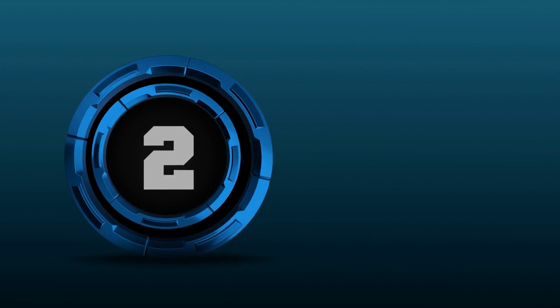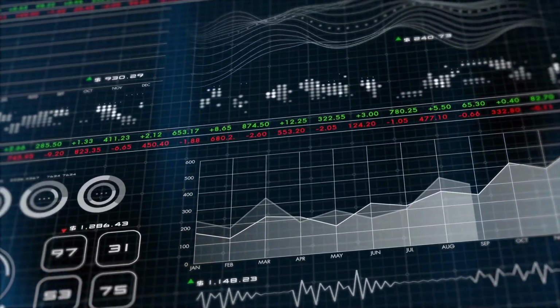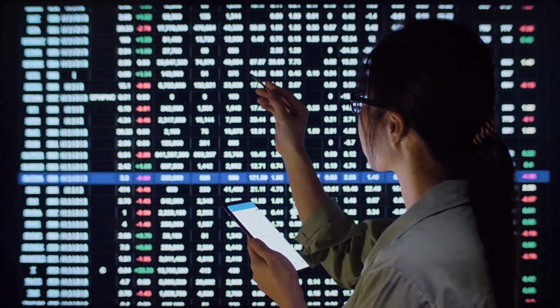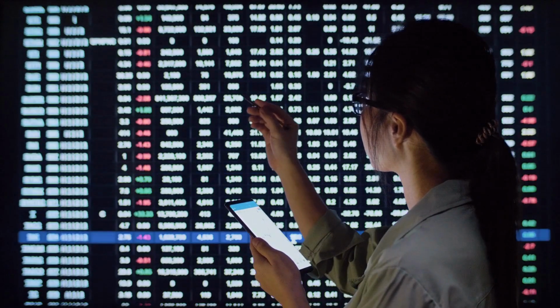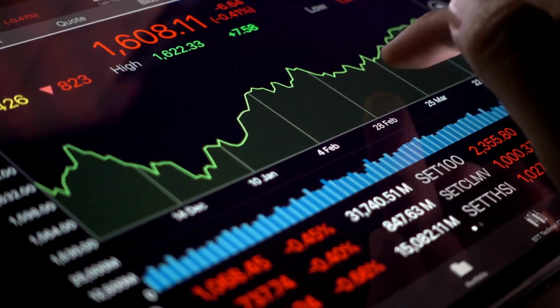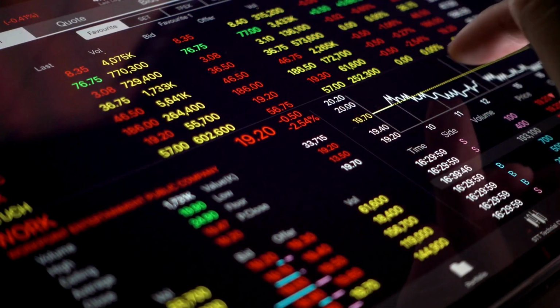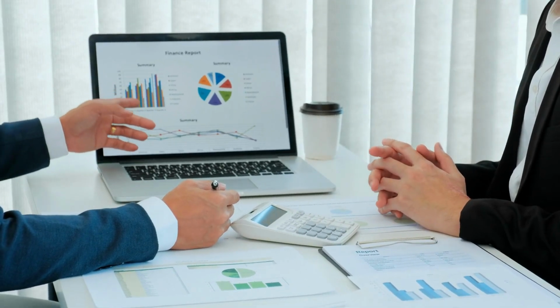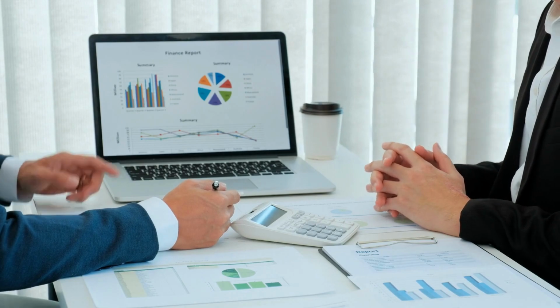Number 2, AI in finance. The finance industry has always been data-driven, and AI is the perfect fit to enhance decision-making processes. At number 2, we find an AI-powered trading system that analyzes market trends and utilizes predictive analytics to make highly profitable trades. This technology is revolutionizing stock markets and investment strategies.